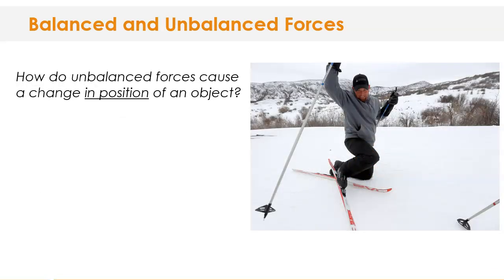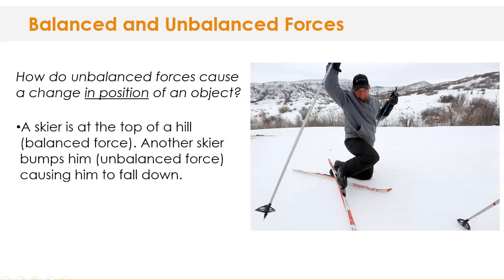So, how is it that unbalanced forces can cause a change in the position of an object? Because we said that unbalanced forces could change the position of an object, could change the speed of an object, could change the direction of an object. So let's start with the position. How can it change the position of an object?